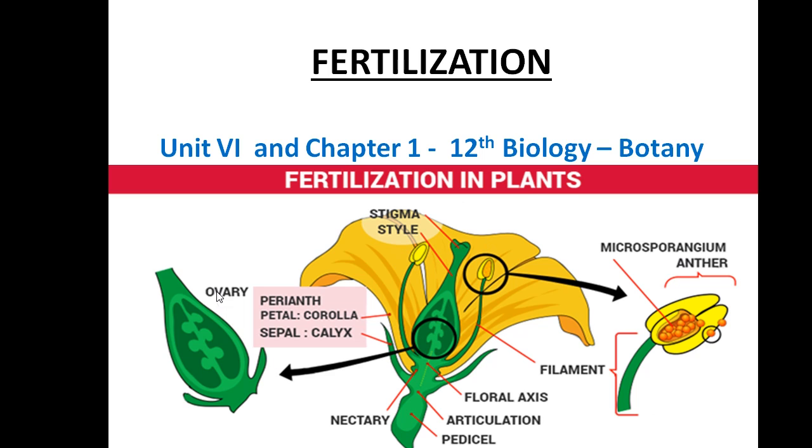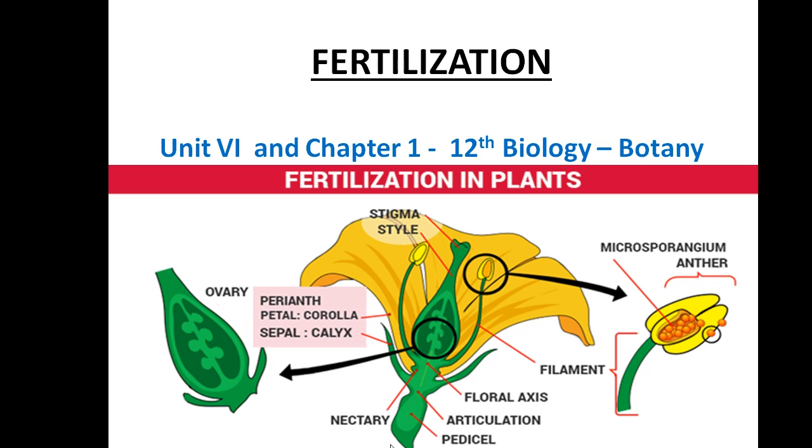Likewise, in the gynoecium, this is the ovary and this is the placenta. This is the ovule, which is attached with the placenta. With the help of the placenta only, the ovule is attached in the ovary. Then style and stigma. This long elongated part is the style and this end part of the gynoecium is called the stigma.